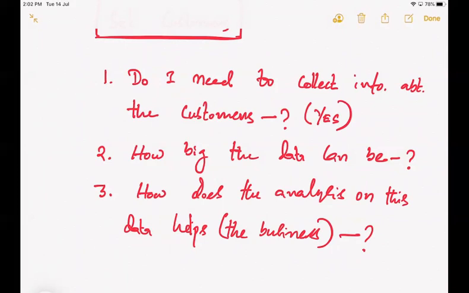Second, how big can the data be? Now, if I know the answer to the third question, for what purpose I'm collecting the data, then I can reduce the size of the data and collect only the data which is going to be meaningful for me to make some decisions. So how big the data can be, I can decide on that. And finally, how can the analysis of this data help my business? That once again depends on your business goals.